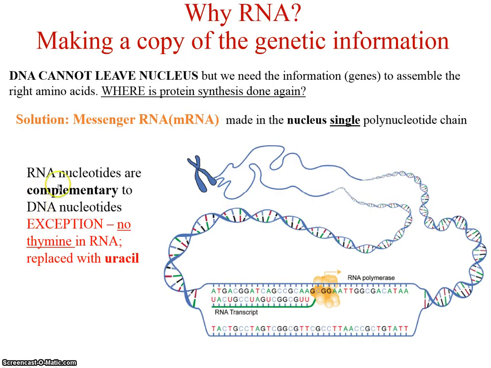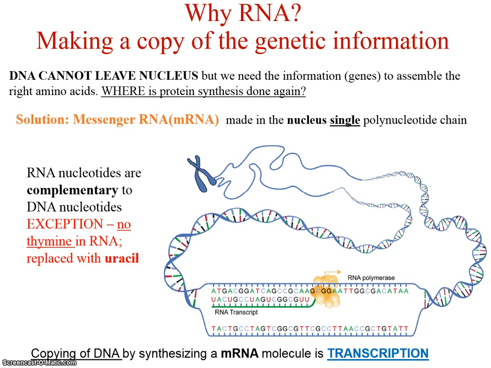All right? RNA nucleotides are complementary, as I talked about. Where there's an A, it's a U. Where there's a T in DNA, there's an A. Where there's a G, there's a C. With that exception, again, that RNA molecules do not contain thymine, so we use uracil instead. The copying of DNA in this process that goes on in the nucleus and the production of messenger RNA is known as transcription.